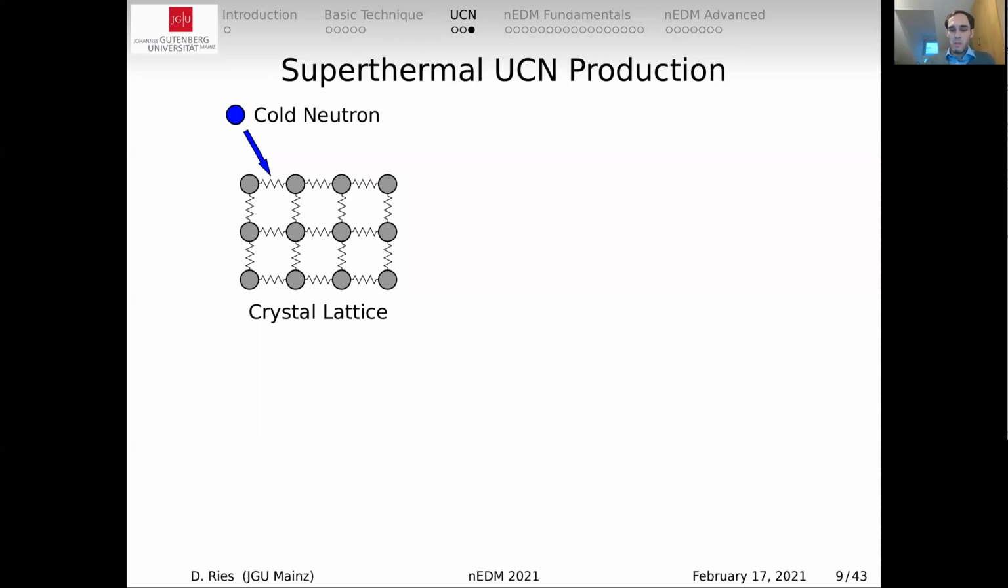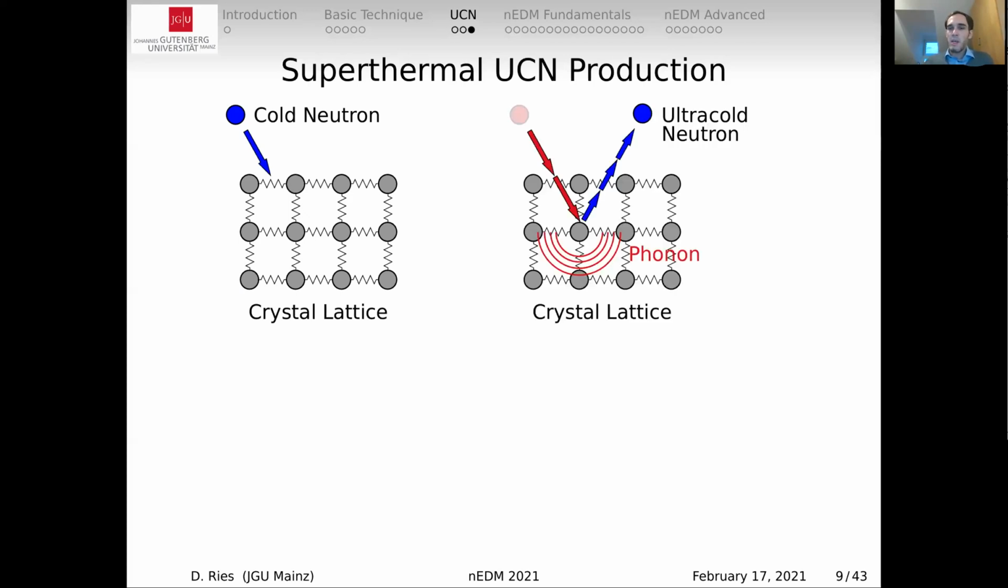The way this is typically done is using a super thermal process, which works in a way that you have a cold neutron, which is already relatively slow, but still orders of magnitude faster than the ultra-cold neutrons. And then you put that into some type of crystal lattice that works, for example, with solid deuterium or with superfluid helium. And in there, the neutron can excite phonon vibration and lose basically all of its energy, and be left with just a few nano electron volts of energy. And then it's an ultra-cold neutron.